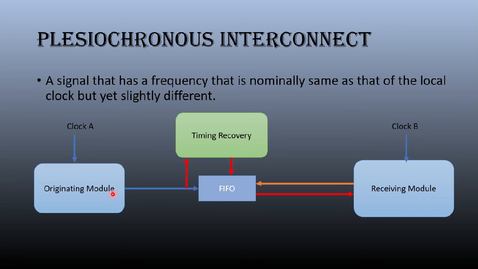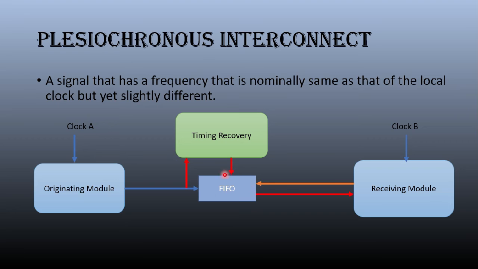So this is an originating module some thousands of kilometers away from this receiving module. Just assume that, right? It's a digital communication system. So this sends data, but this guy doesn't know when it sends. Anyway, there is a close relationship between this and this with respect to frequency, but it's not exactly the same. So there is a timing recovery which recovers the frequency of the originating module and feeds it into this FIFO buffer.